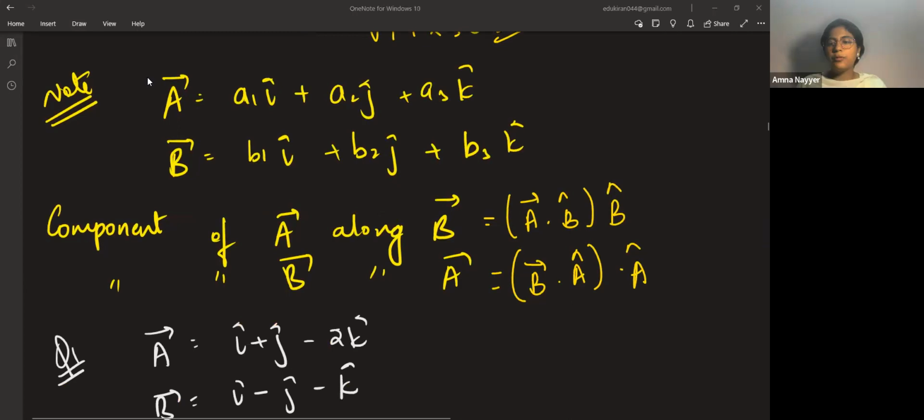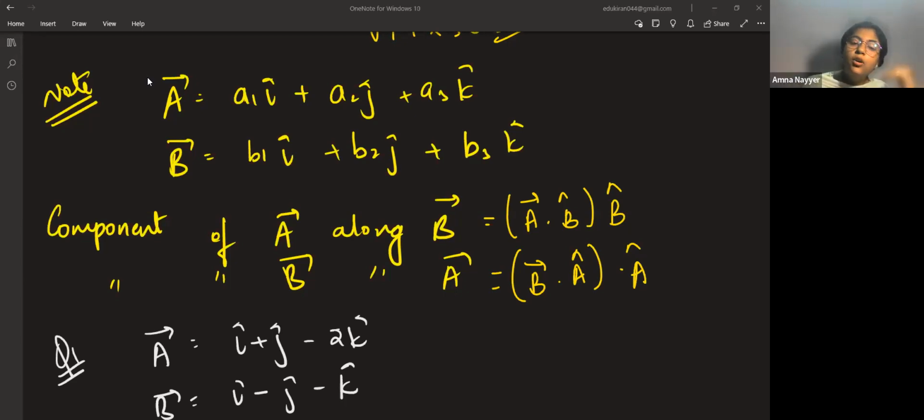Class, now the last portion of dot product. One topic that comes in here is projection. So sometimes it is asked component of A along B, component of B along A. This is not so very important, but in some question paper, this has come as a third part. First part has asked something else, second part has been asked something else. So as a third part, it's not very important, but you have to remember its form.